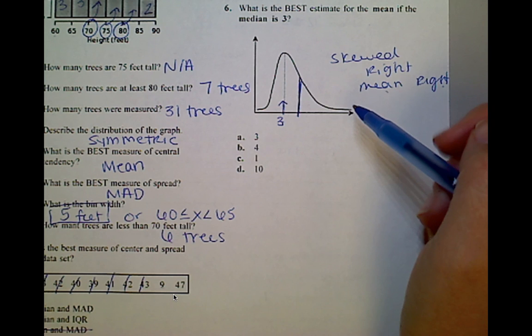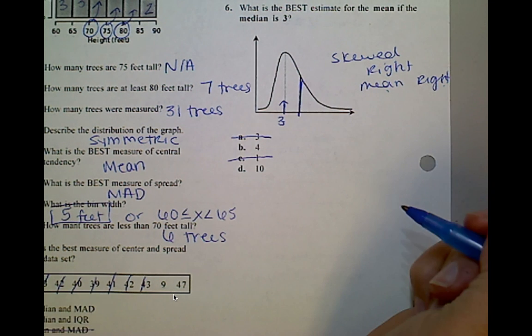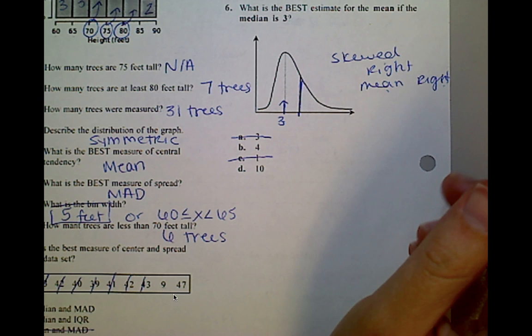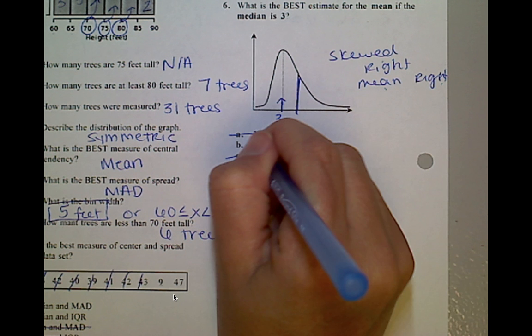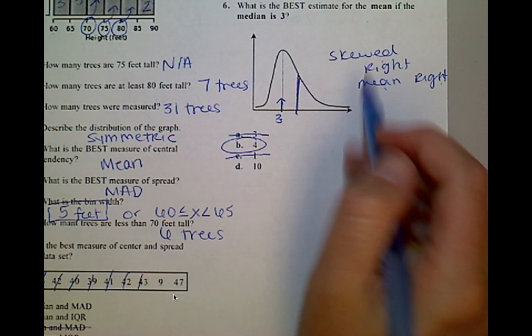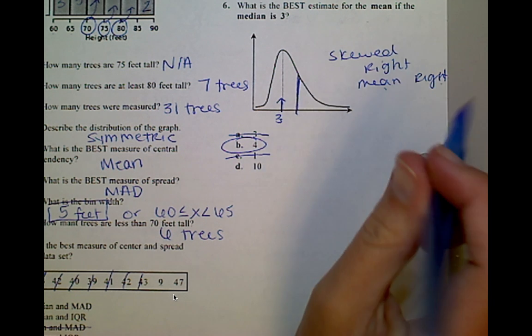So I would want to pick a point to the right. A point to the right would be both 4 and 10, so we get rid of A and C. And realistically, I would probably say it's to the right here. I'd probably say it's 4, because 10, that's a pretty big stretch. This one is skewed right, but it's not very dramatic. So I would pick just to the right here.